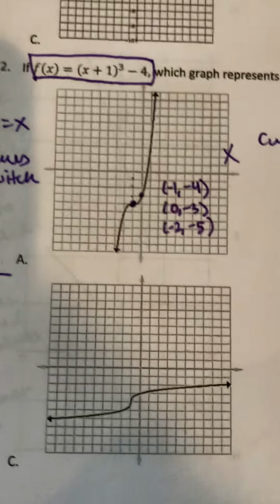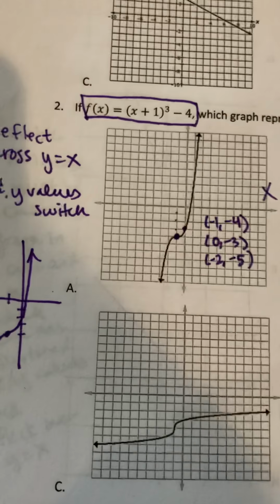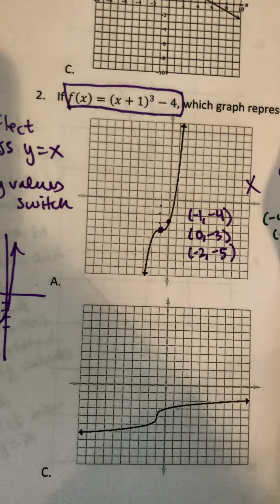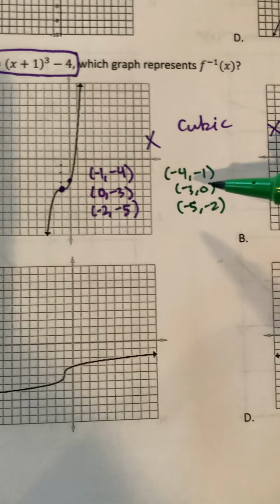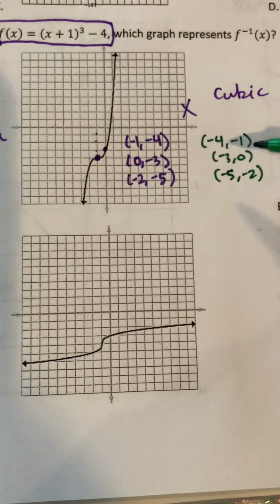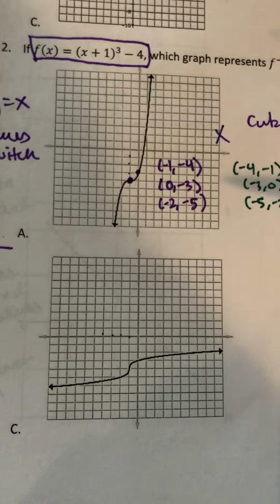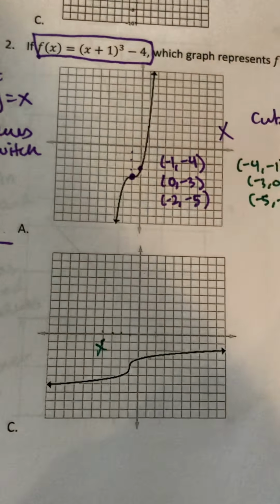So our inverse function should have the opposite of that. Our inverse function should have the points -4, -1, -3, 0, and -5, -2. So let's look at letter C and see if it has those points. So we got -4, and then -1, no, that's not there.